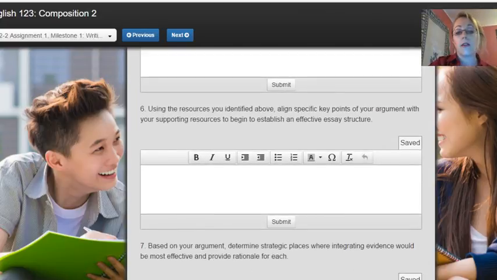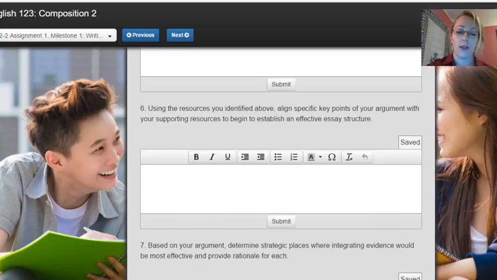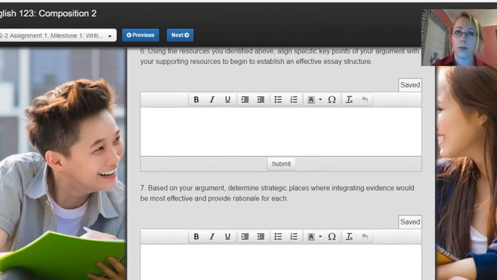Number 6 is using those resources you identified above, align specific key points of your argument with your supporting resources to kind of start establishing an effective essay structure. So essentially with number 5, you're telling me what resources you are using. Number 6, you're telling me what kind of key points from those resources will you be using. We're kind of starting to look for subtopics and how we're going to format our paper.